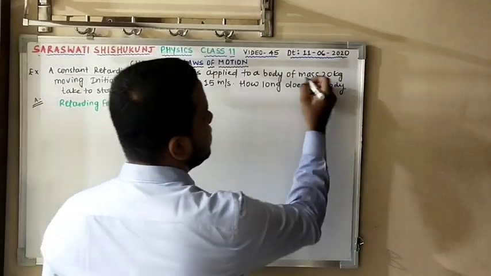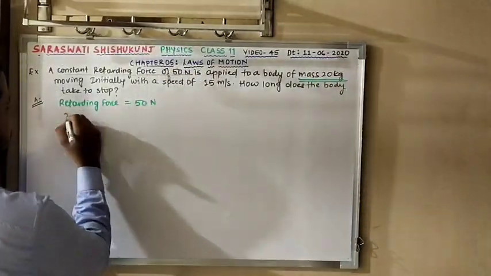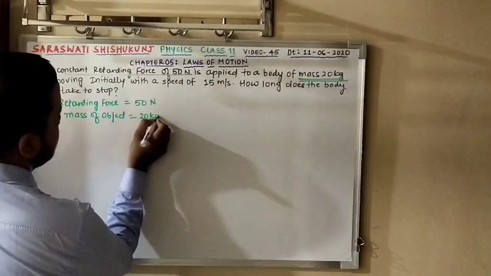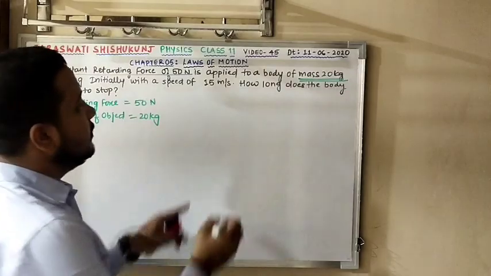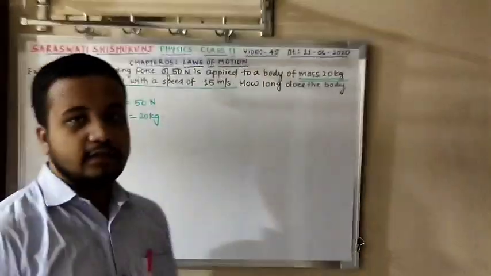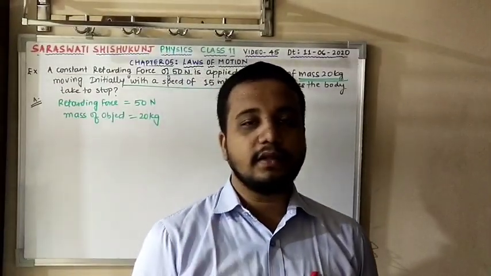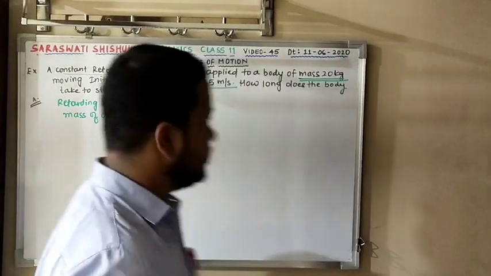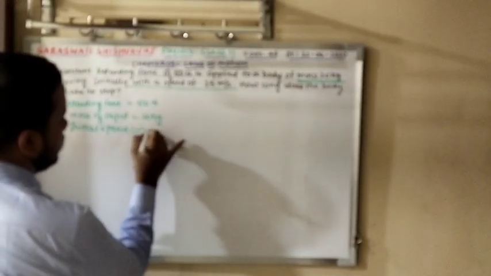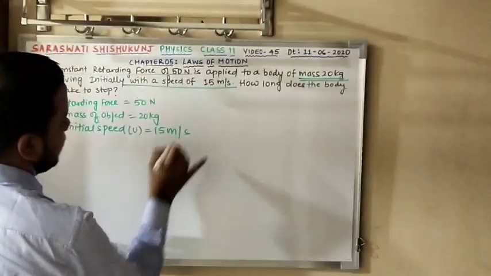The second is mass, a mass of 20 kg. So mass of object is 20 kg. The third thing provided in the numerical is that it is moving with an initial speed of 15 meter per second. Initial speed means u, that is 15 meter per second.